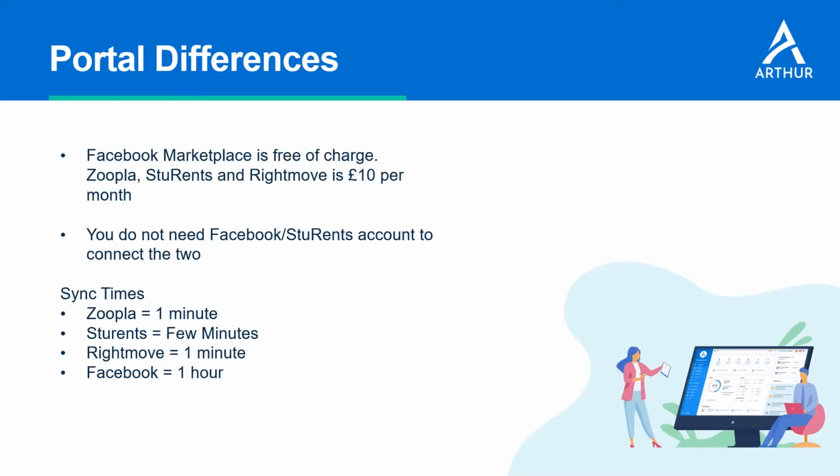Whereas with Facebook, for example, it can take around an hour to sync over. This also takes into account applicants inquiring against your advert. If an applicant inquires on your Zoopla advert and the inquiry goes forward, it will come back into Arth Online within that minute. Whereas again with Facebook, it can take around an hour to come to you. So I just want to make that clear. There are other benefits to choosing one portal channel or the other: Facebook being free, and Zoopla being very quick and efficient, like Rightmove as well.